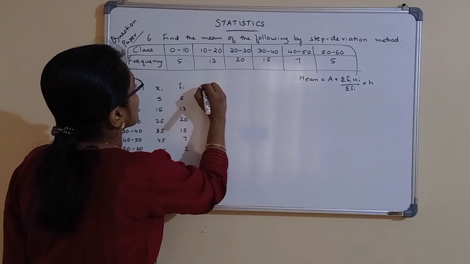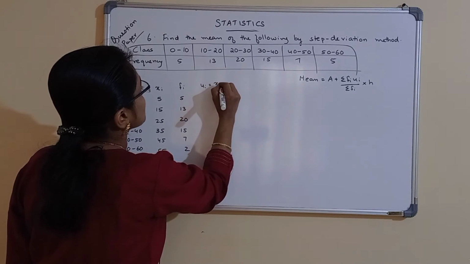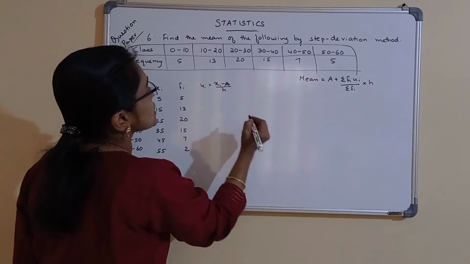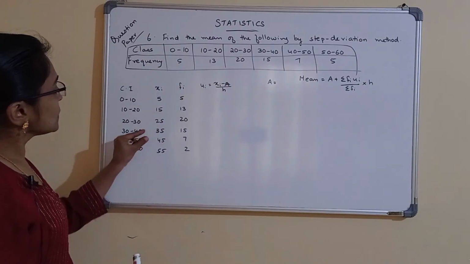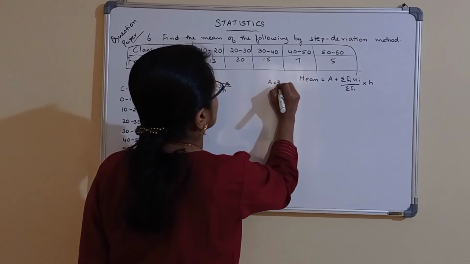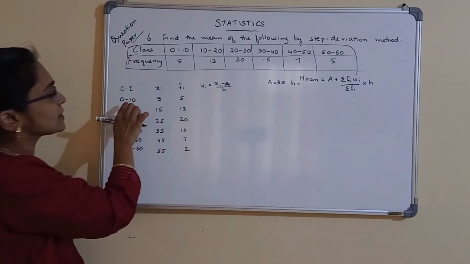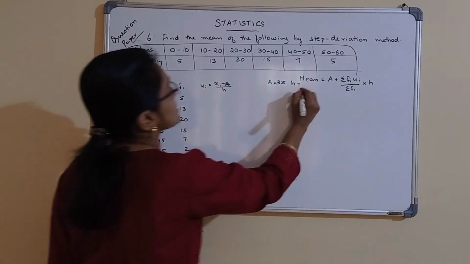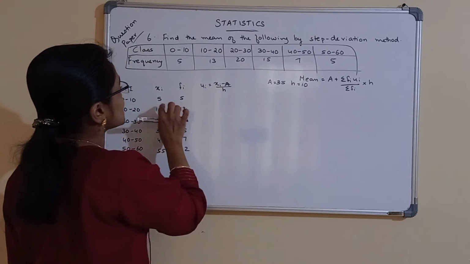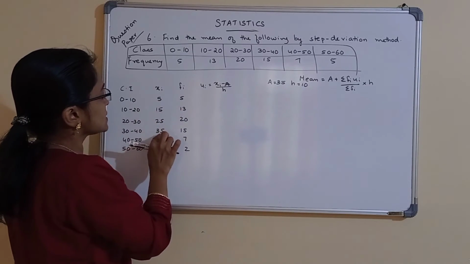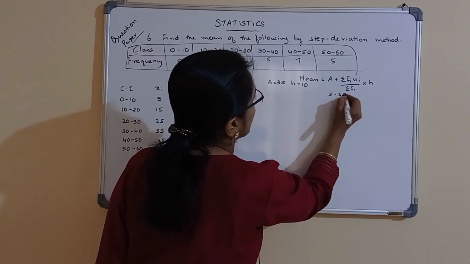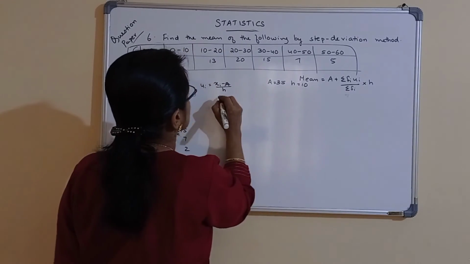Now ui is equal to xi minus A by h, where A is the assumed mean. We can take 25 or 35, so we take 35 here. And h is the interval, that is 10. So ui equals xi minus A by h, that is 5 minus 35 by 10, which is minus 30 by 10, which is minus 3.